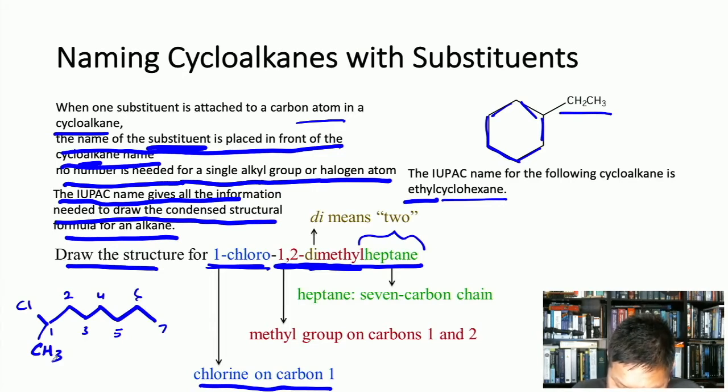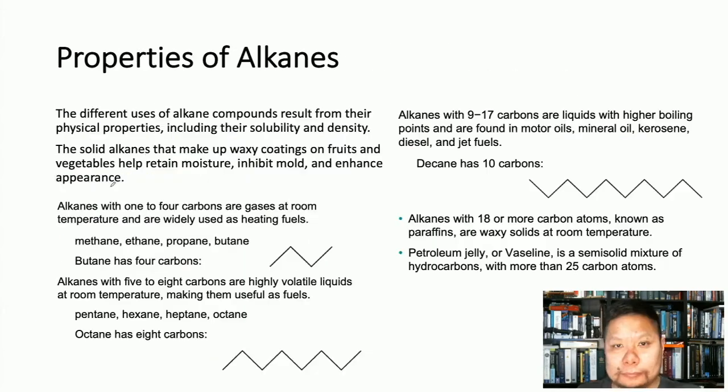So I'll go ahead and just erase that because now you know that that's supposed to be a CH3. And then on the second carbon, there's also another methyl group. Because remember, it's dimethyl. Di means two, right? So in organic chemistry, it's super easy to draw out a structure using the name because the name tells you where everything is. The properties of alkanes actually help us determine what we use them for.